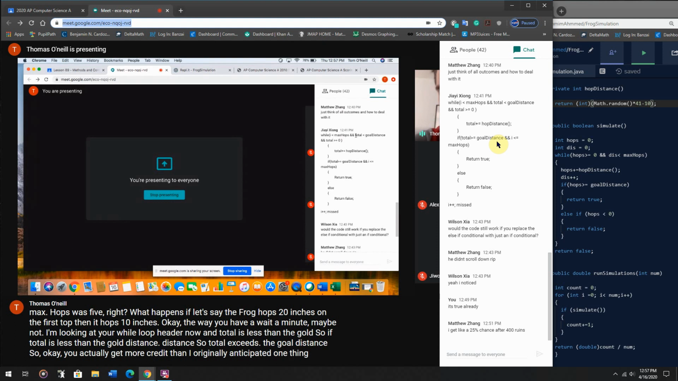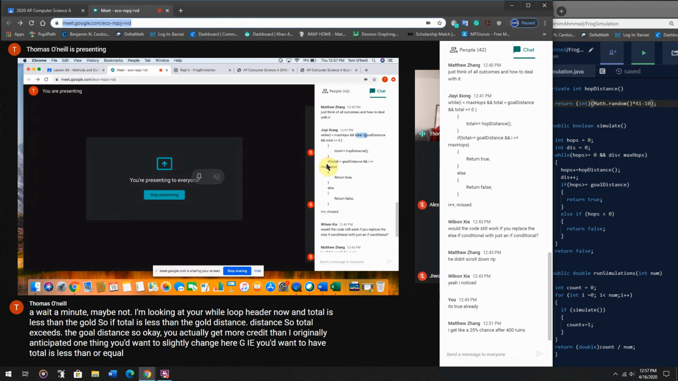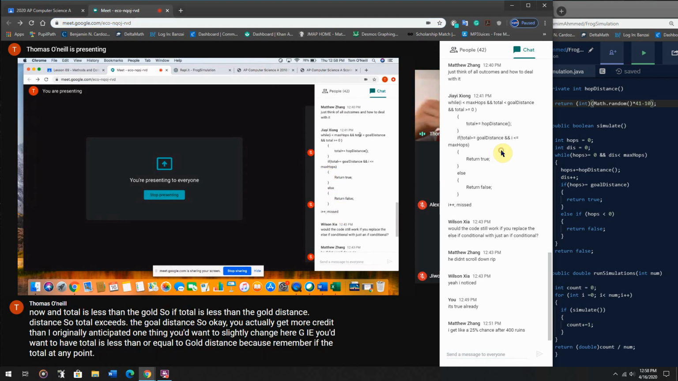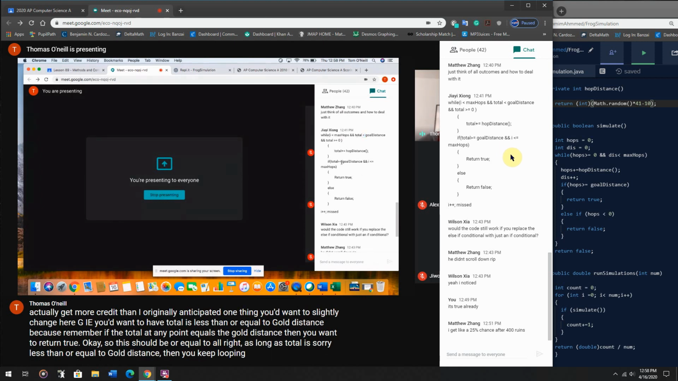One thing you'd want to slightly change here, Jayi, you'd want to have total is less than or equal to goal distance. Because remember, if the total at any point equals the goal distance, then you want to return true, okay? So this should be or equal to, all right? As long as total is less than or equal to goal distance, then you keep looping through. I see. So I think the way you have this set up is fine.